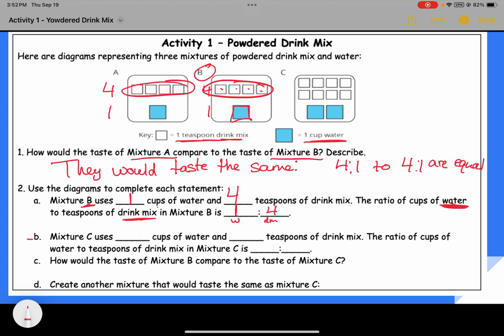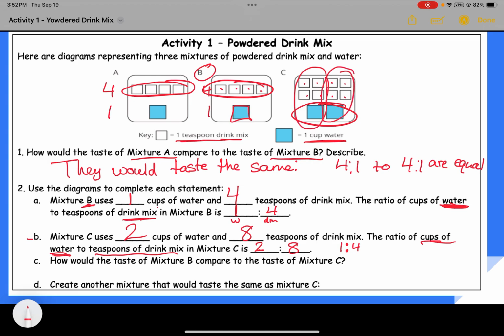For question B, mixture C uses blank cups of water and blank teaspoons of drink mix. So we have 2 cups of water, and we have 1, 2, 3, 4, 5, 6, 7, 8 teaspoons of drink mix. The ratio of cups of water, so if we say water first, we've got to put the water first, to teaspoons of drink mix. So water is 2, and then to 8. Another way you could write this would be 1 to 4, because I know that is equivalent. If I split it up, I have 1 cup to 4, 1 cup to 4.